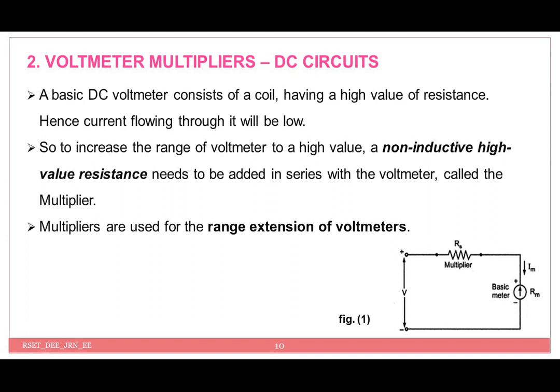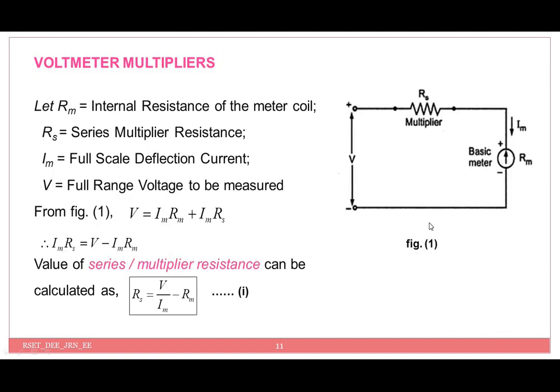For the voltmeter we are using multipliers, and I have shown a diagram for DC circuits. A basic DC voltmeter consists of a coil having a high value of resistance, hence the current flowing through it will be low. So to increase the range of the voltmeter to a high value, what can be done? A non-inductive resistance needs to be added in series with the voltmeter as shown in the figure, and that resistance is called the multiplier. So multipliers are used to extend the range of voltmeters. A very simple diagram has been shown to you.